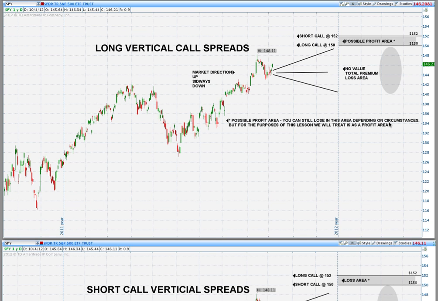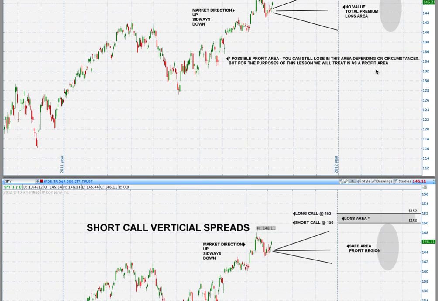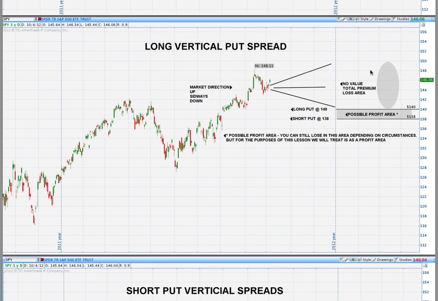So, in this area, I've already shown where in all probability you would enter into a long vertical call. Also, that would deal with the long vertical put. You would enter that most probably in an out of the money area that I'm showing here with the cursor, with the expectation of the price driving down into this profit area.